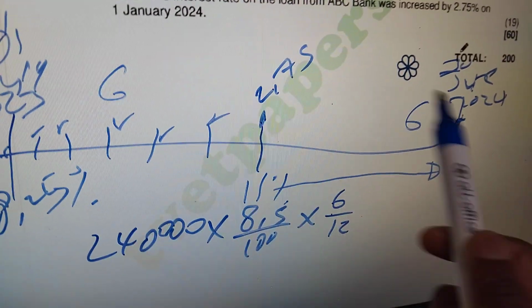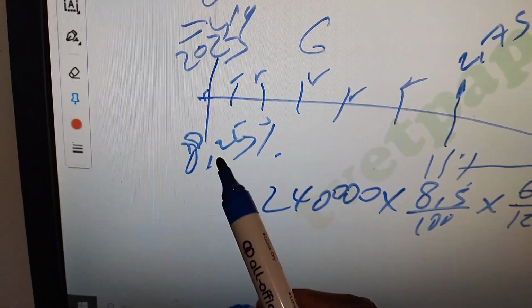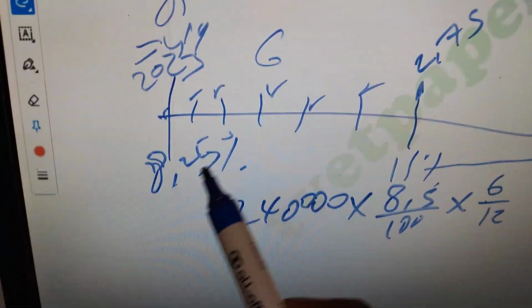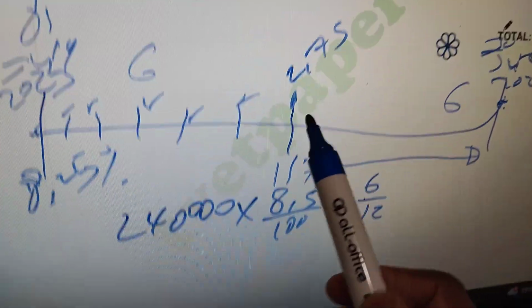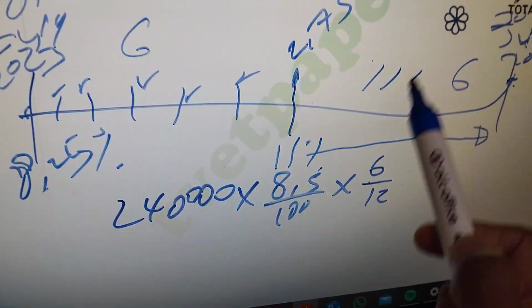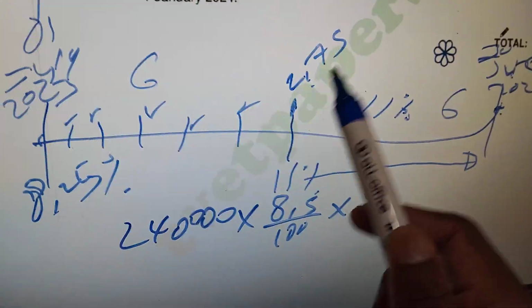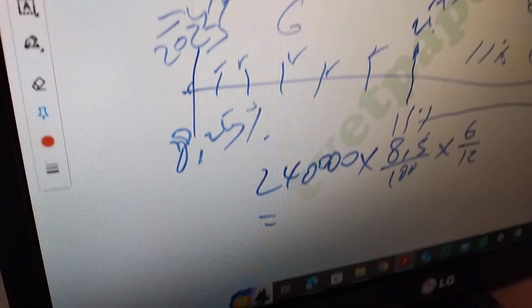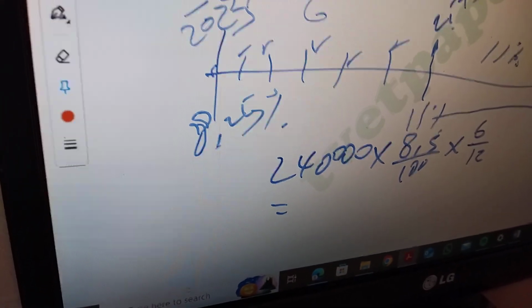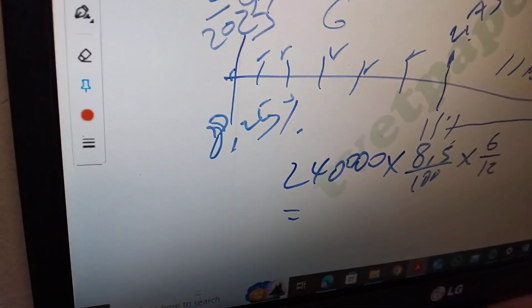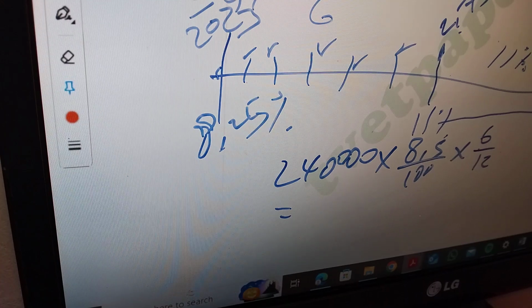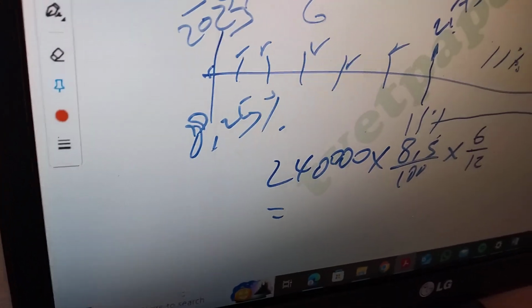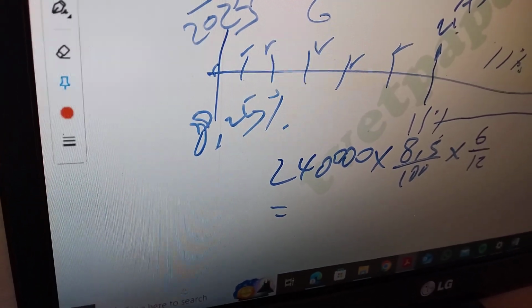From here until here it is no longer 8.25. It's how much? It's 11%. It was increased by 2.75. I get it? Let's go. 240,000 multiplied by 8.25 over 100, multiplied by 6 over 12.